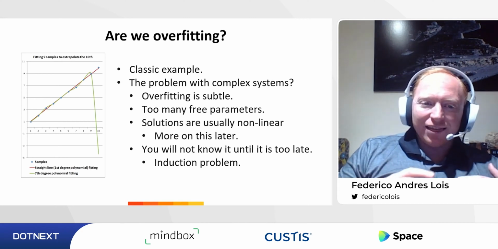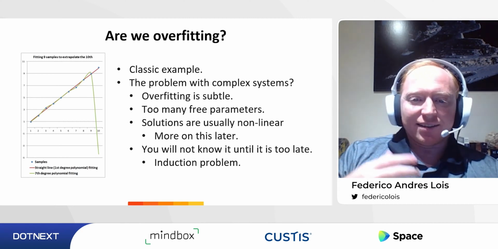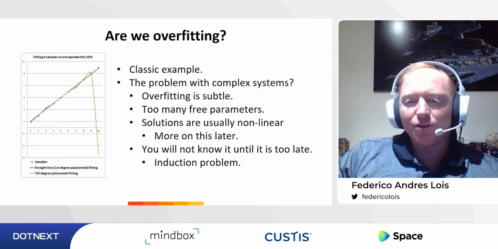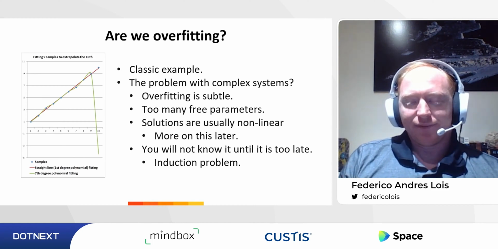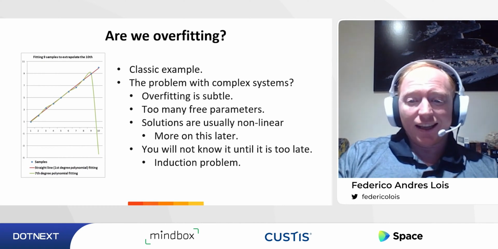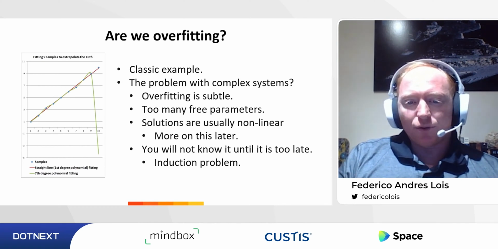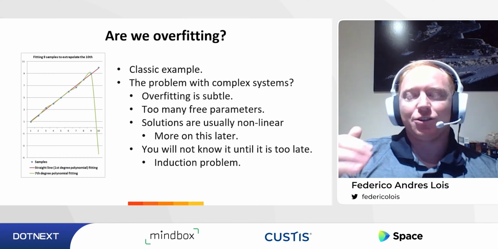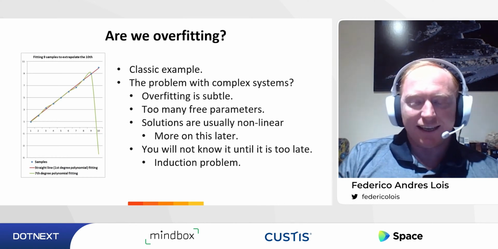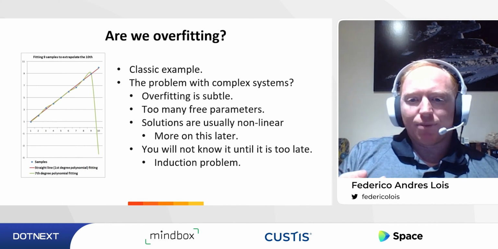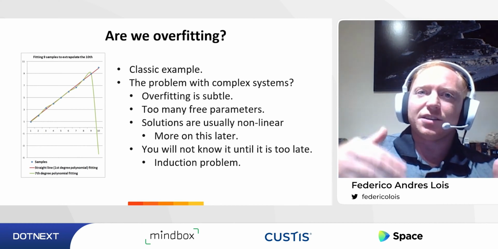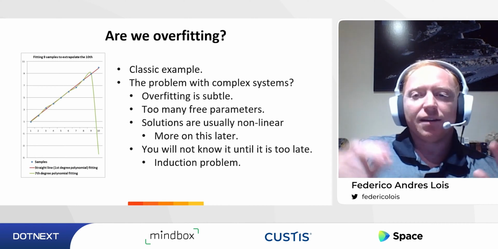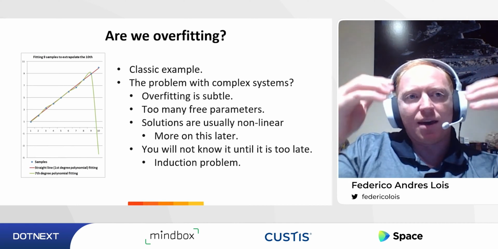While this is a simple case where you can see and understand it, overfitting is actually quite subtle. The more free parameters you have, or the more non-linear your systems are, the worse it gets. This is one of those problems where you will never know if you are right until it's too late. This is the key here: you have an induction problem. You don't even know if what you think is going to happen tomorrow, but you are going to be doing something, believing that tomorrow is going to behave as you expect.